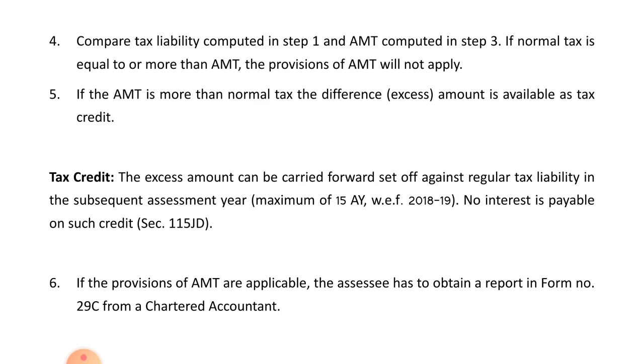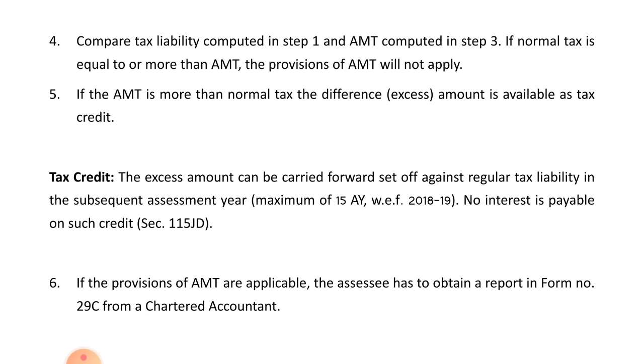Not required to pay the alternate minimum tax if the normal tax, that is actual tax liability calculated on total income, is more. Next step is, if the alternate minimum tax is more than normal tax, the difference amount is available as tax credit. Tax credit is nothing but the benefit available to the firm. Let us study about this in detail.